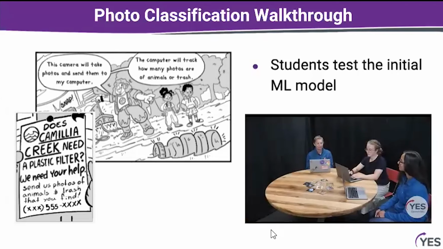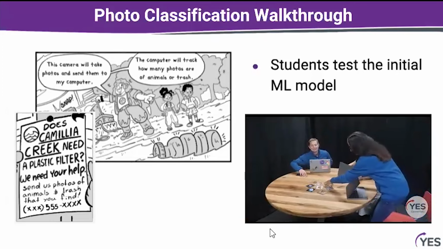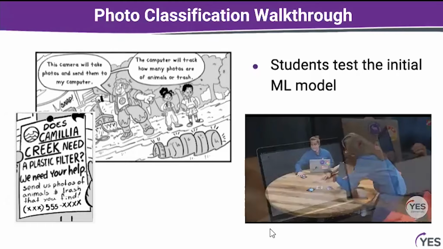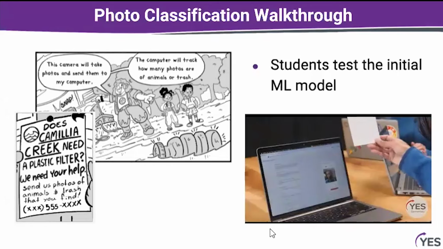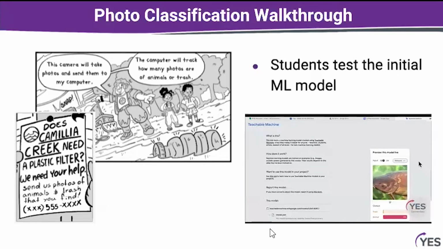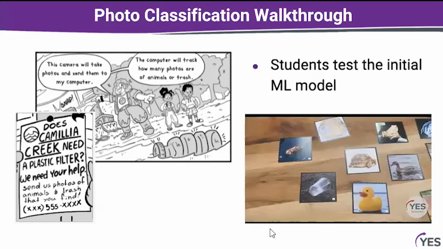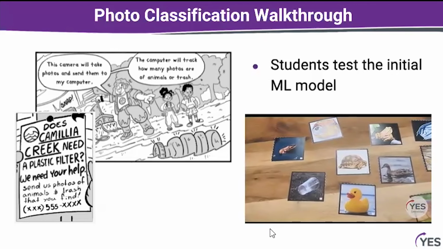Divide up Kayla and Antoine's photos so each group member has some photos to test. Hold up one of the photos. Position it so that only the image on the card shows on the computer screen. Look at the computer's guess. If the computer guesses correctly, circle the thumbs up on the computer's guesses. If the computer guesses incorrectly, circle the thumbs down. Repeat for all your photos.